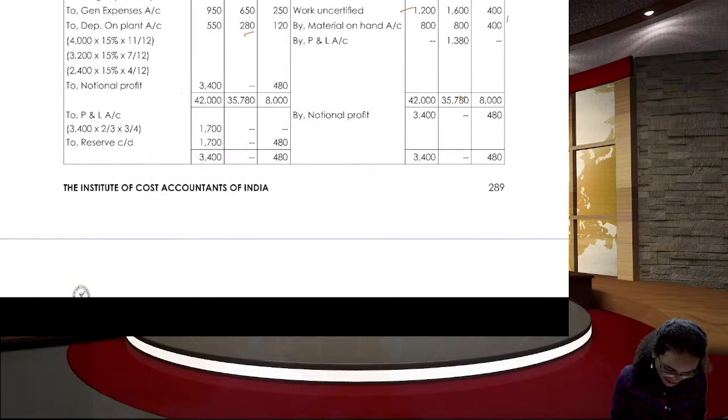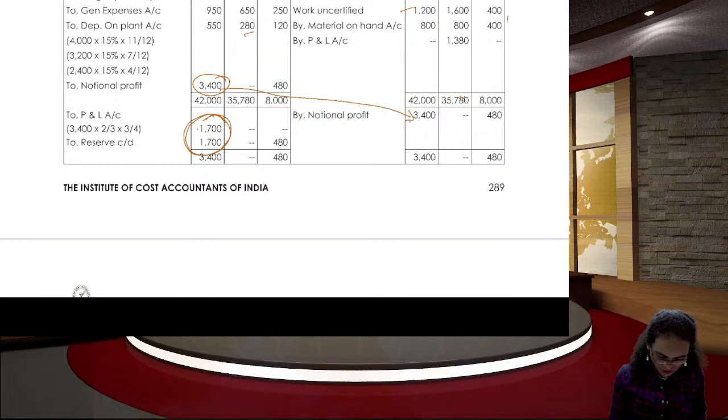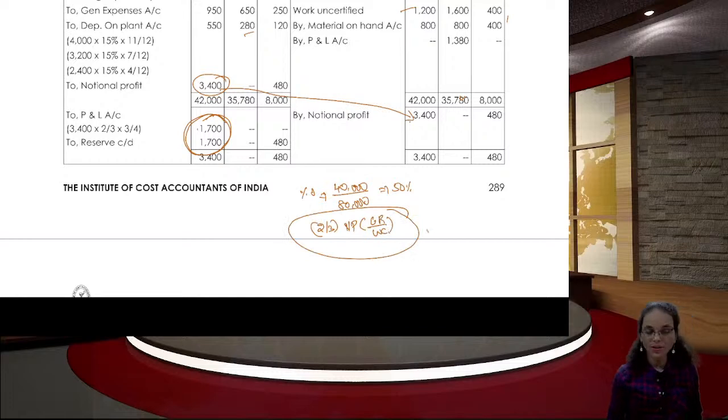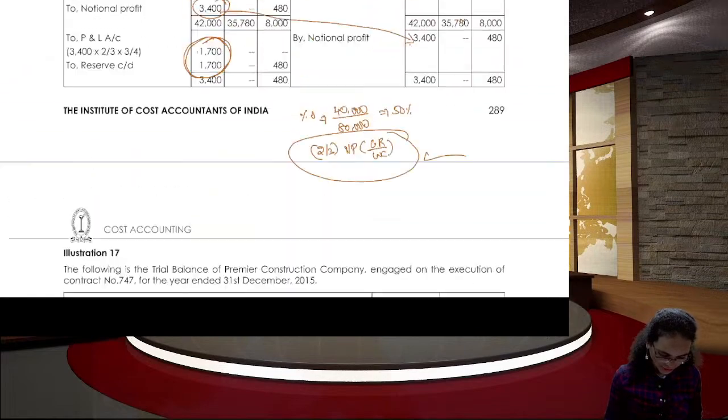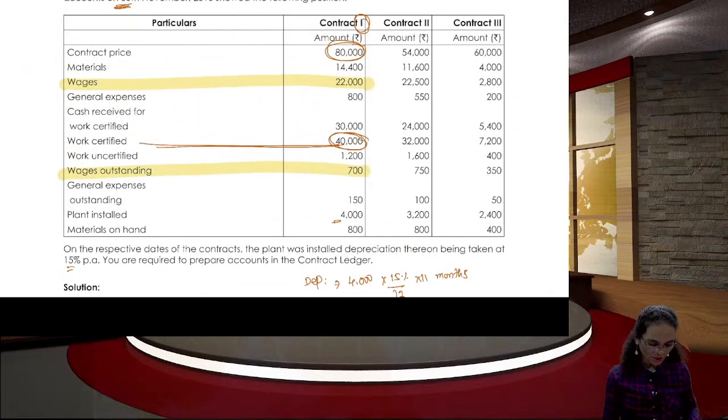See, next year, this notional profit you transfer to this one. Whatever we did just now, that is the percentage of completion. We have seen 40,000 is the work certified and 80,000 was the project price, that is 50% completed. When 50% is completed, 2/3 into notional profit into cash received by work certified. So, if you substitute in this, you will get the answer for everything. Right, this much, guys, for this problem. You check. If you have any doubt, you can ask me.